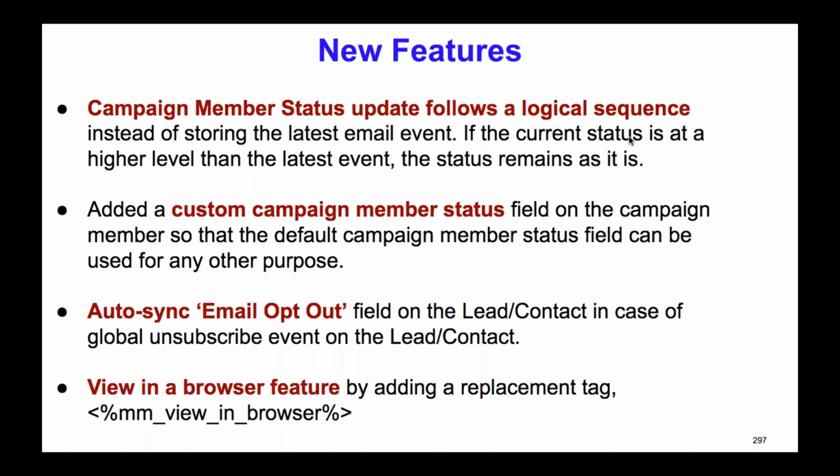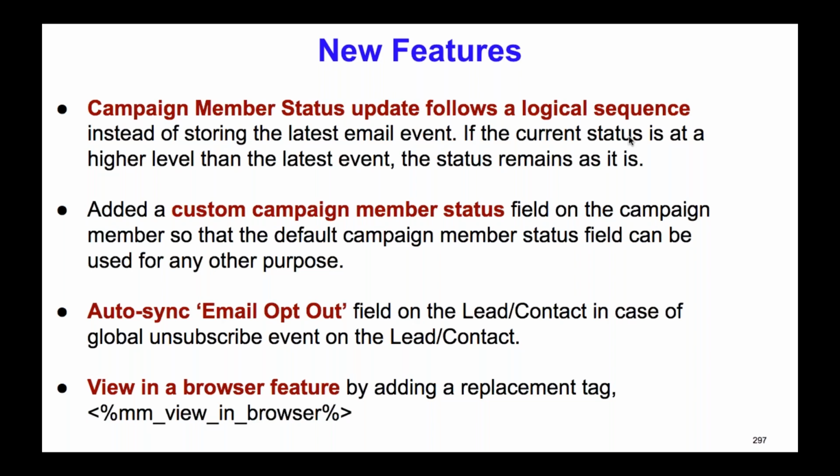Now, we changed that logic in a way that it actually follows a sequence based on the level of the event, meaning if the current status is at a higher level than the latest email event, then the campaign member status remains as it is. Just to explain, let's say you have an open event, and then after that there's a click event, and again after some time the recipient actually opened an email. So you have open, click, and open.